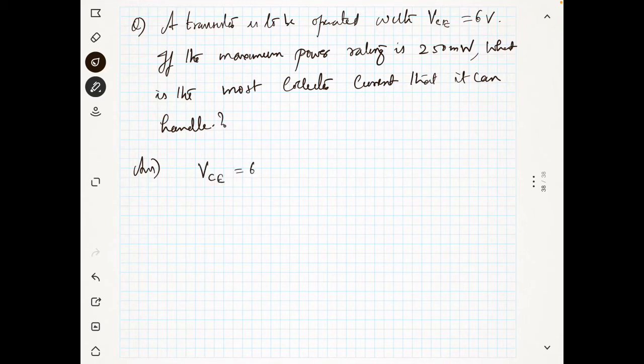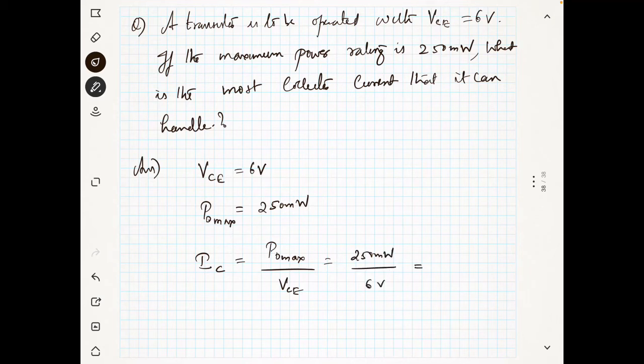It is given that a transistor is operating at VCE of 6 volts and the maximum power rating, PD max, is 250 milliwatts. Then how much current can you pass through the transistor? You have to design the value of RC such that it should not exceed this limit. So what should be IC? IC is PD max divided by VCE, which is equal to 250 milliwatts divided by 6 volts. You will get 41.7 milliamperes.